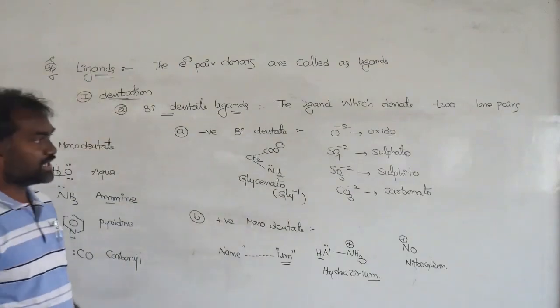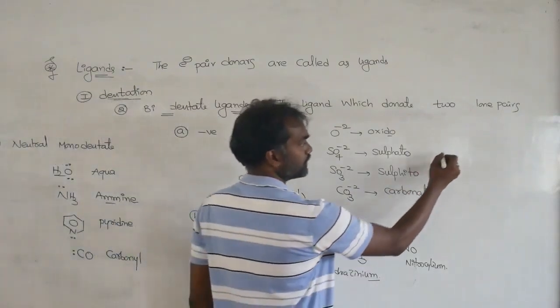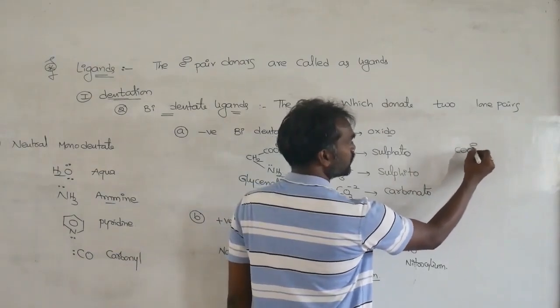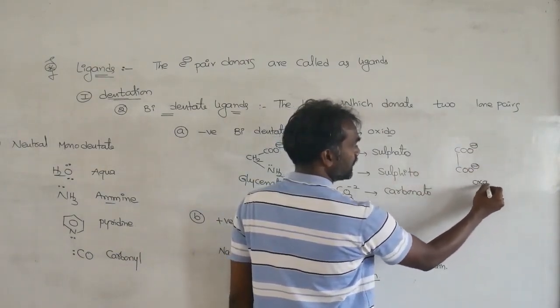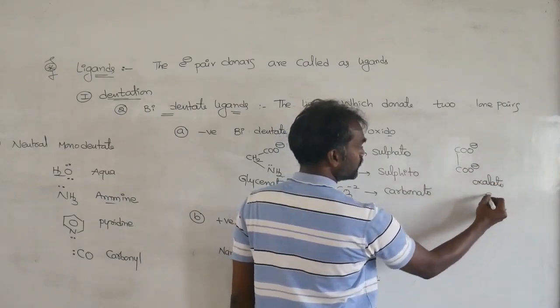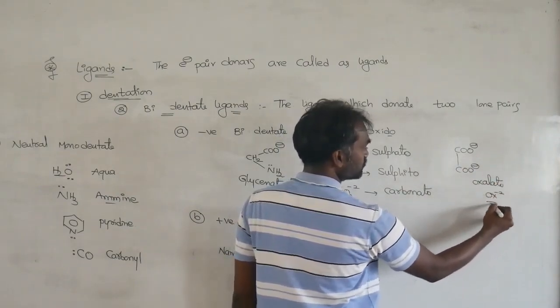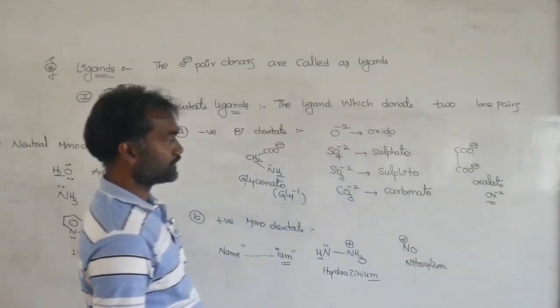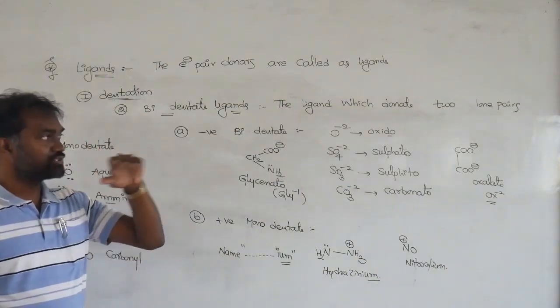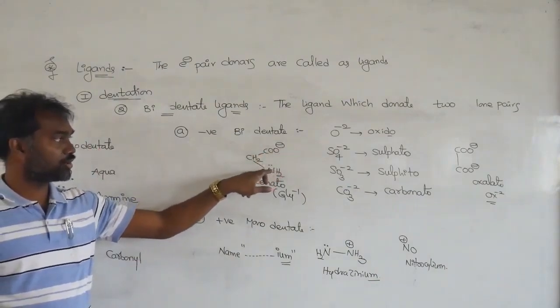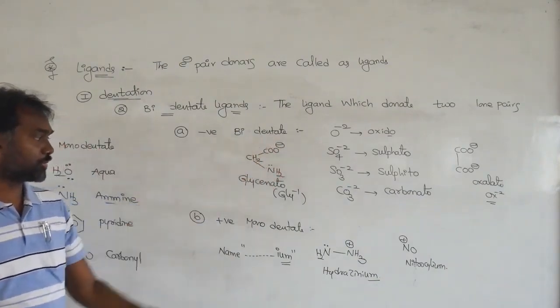Next, oxalato. Take COO minus, COO minus. So the name is oxalato. OX -2. So compulsory two donors. Otherwise two negatives, or one negative, one lone pair. So like that also no problem.